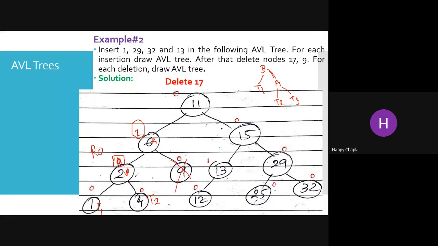What would be the B? So 2. So the scenario is something like 2 will become the root. T1, that is 1, so 1 is at the same place. Who is A? 6 is the A. What is the value of T2? So 4. So 4 would be inserted at the left of my A. Clear? So this is the answer of our R0 rotation.